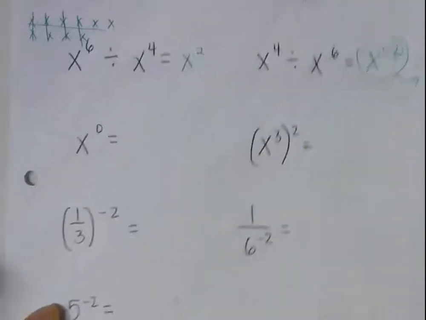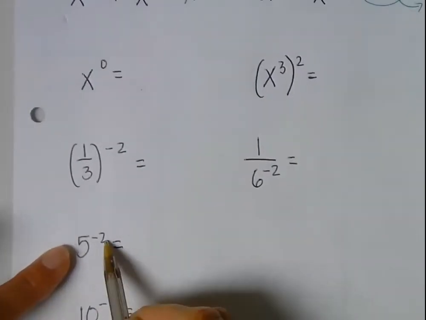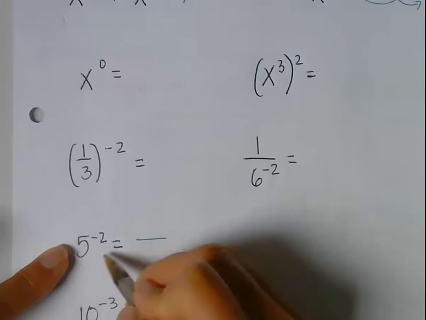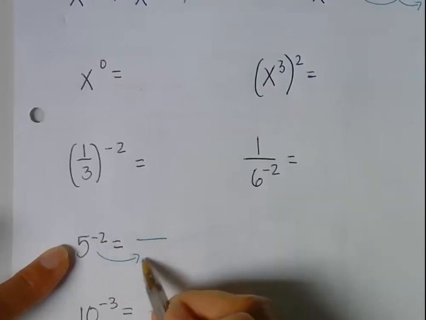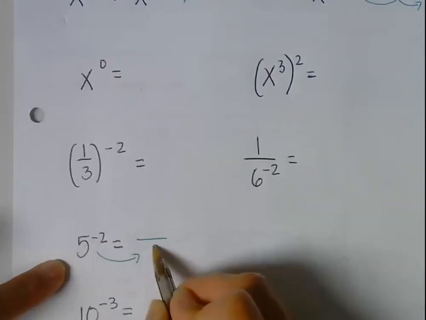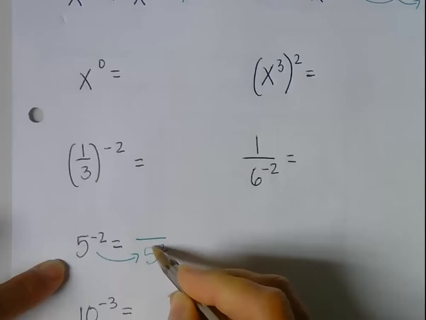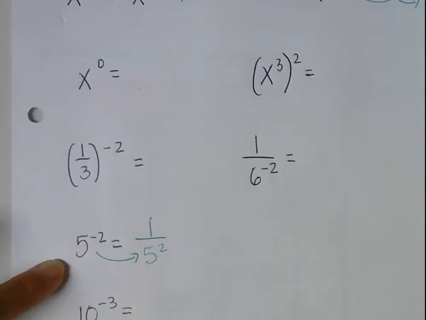I have a couple other examples down here. 5 to the negative 2. So this whole thing, if you have a negative exponent, put the base and the exponent in the bottom, make the exponent positive, and put 1 on top.